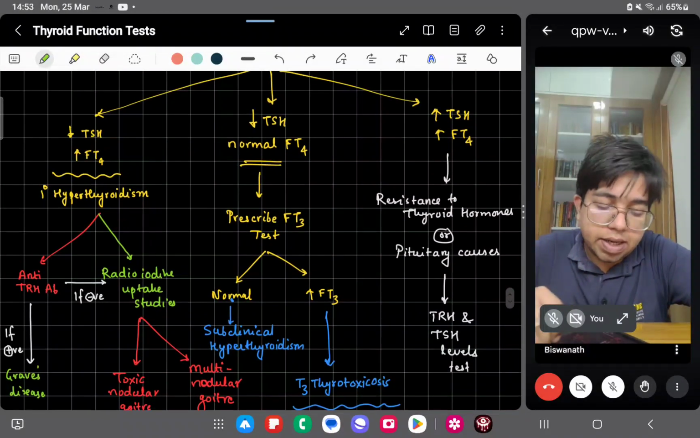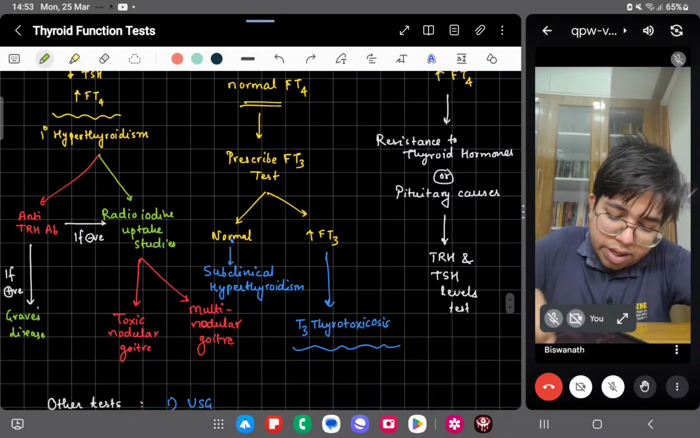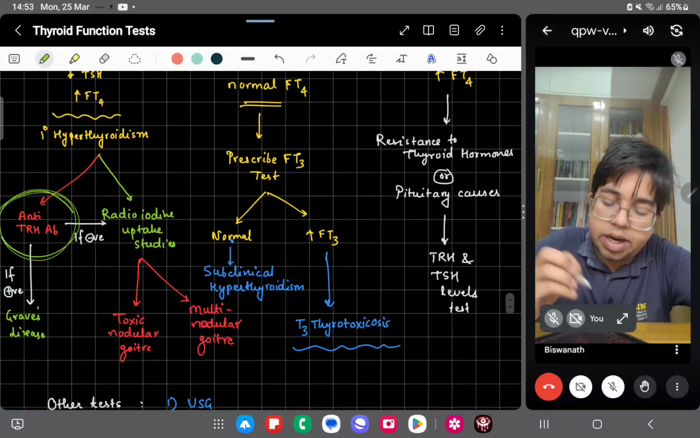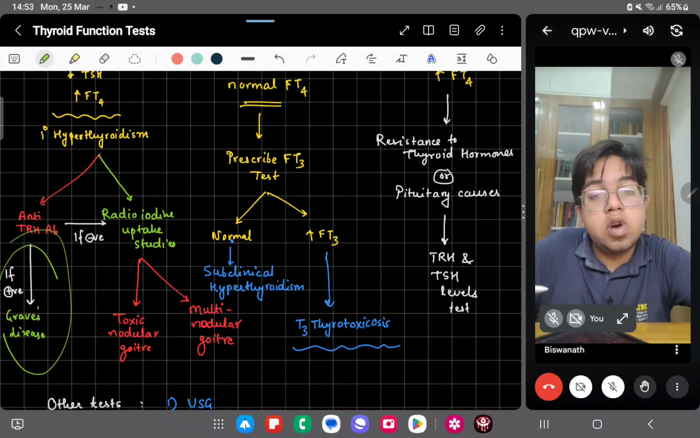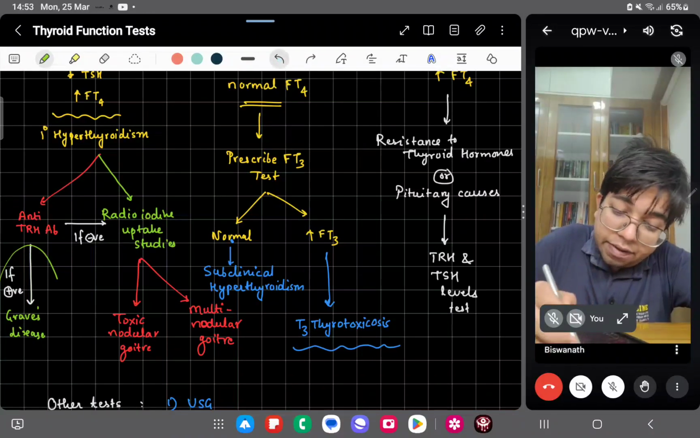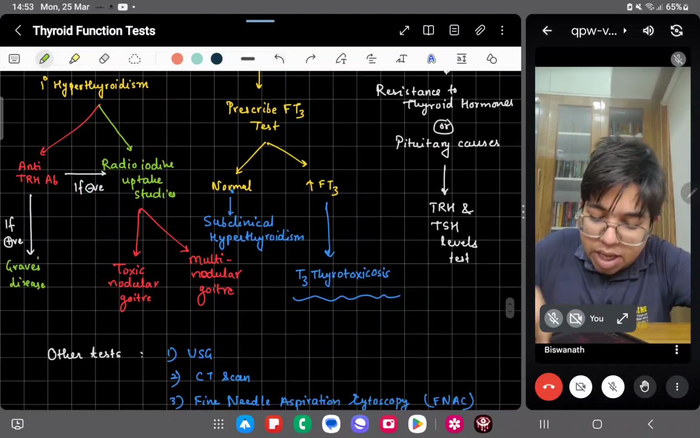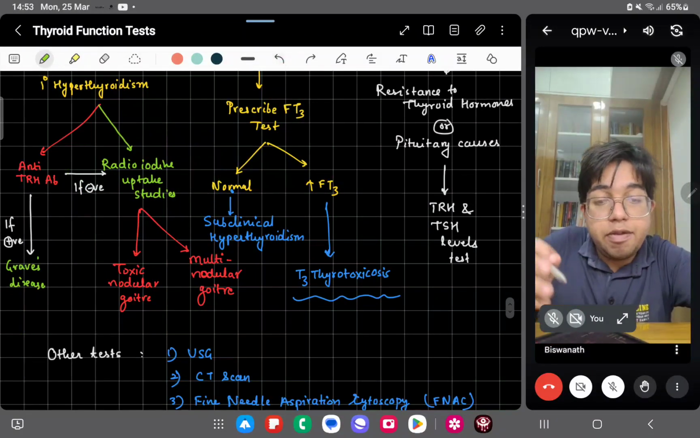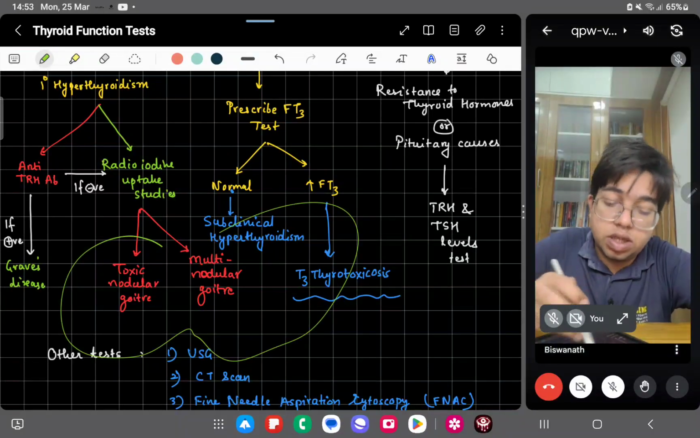And if there is decreased TSH and increased FT4, then do anti-TSH receptor antibody. If it is positive, autoimmune Graves disease. If it is negative, then you have to prescribe radioiodine uptake studies. Radioiodine uptake studies will give you a whole outline of whether it is due to toxic nodular or multinodular goiter.